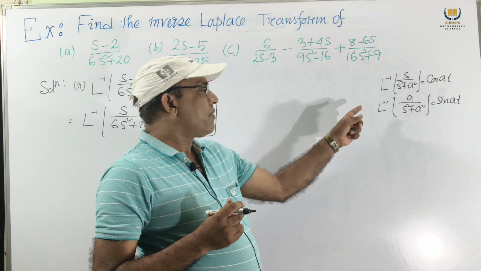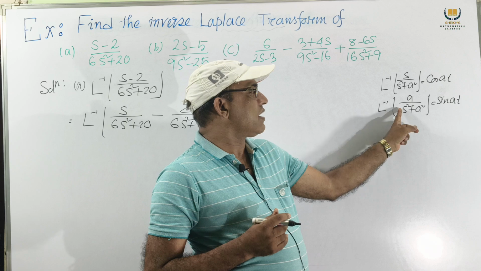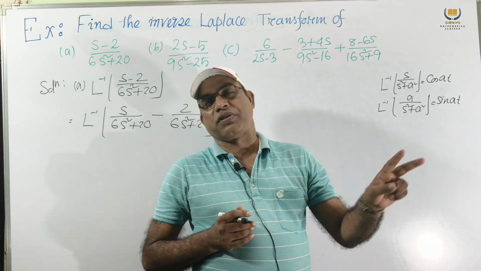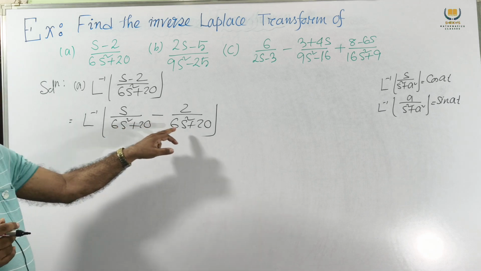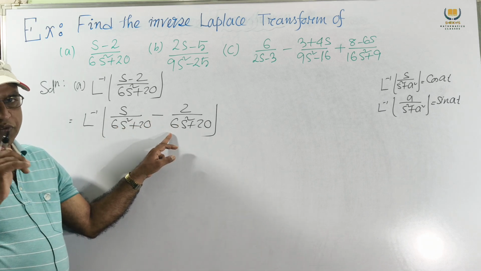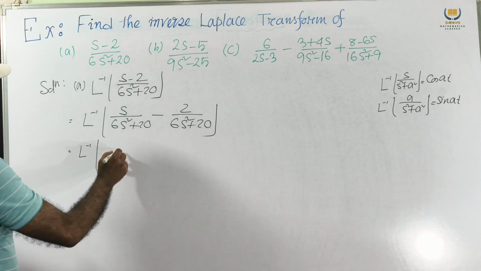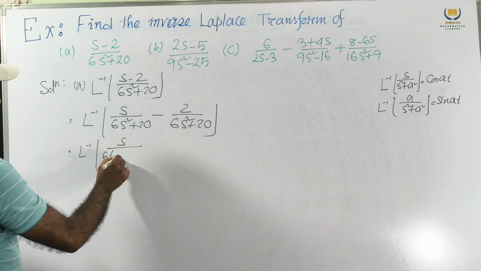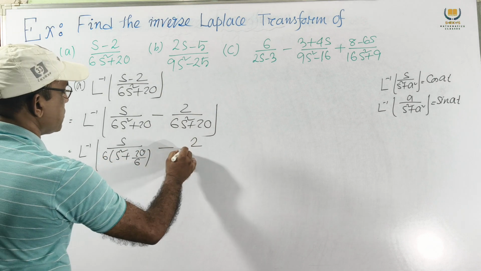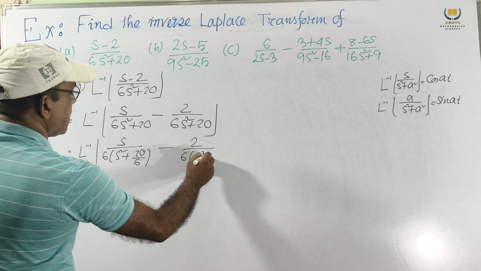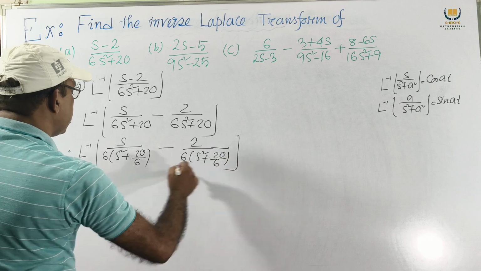We know these formulas, but in all the formulas the coefficient of s square is 1. Here the coefficient of s square is 6, and here also 6, so it must be made 1. Now we take 6 common: L inverse of s by 6 times (s square plus 20 by 6), and here also 6 common, (s square plus 20 by 6). We get this.